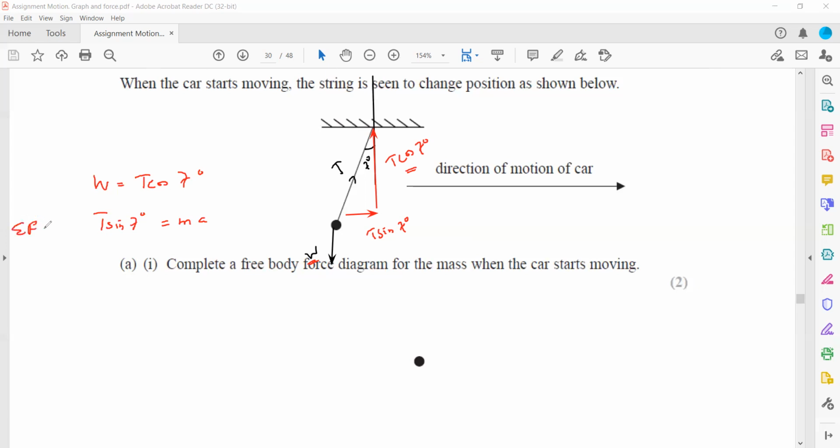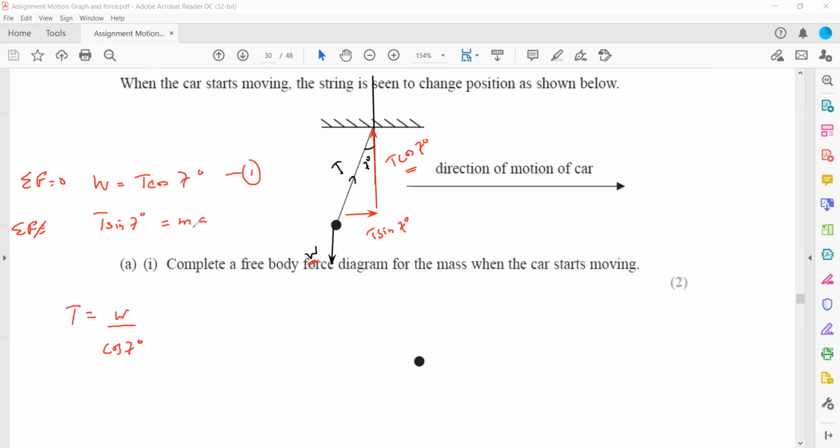Because there is a resultant force in the horizontal x direction, the resultant force is not 0 there, but vertically the resultant force is 0. Vertically there is no acceleration, the two forces are balanced. So I can write W minus T cos 7 is equal to 0, or W is equal to T cos 7. So we have two simultaneous equations that we just have to solve. Using the first equation, W is equal to T cos 7, I can find the value of T: T is equal to W divided by cos 7.